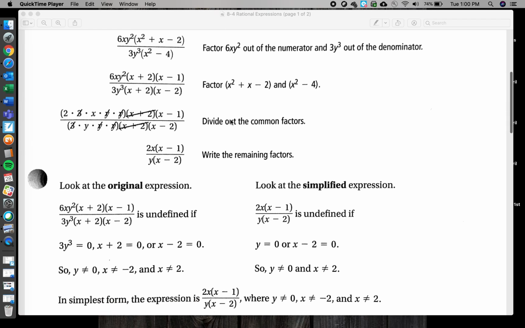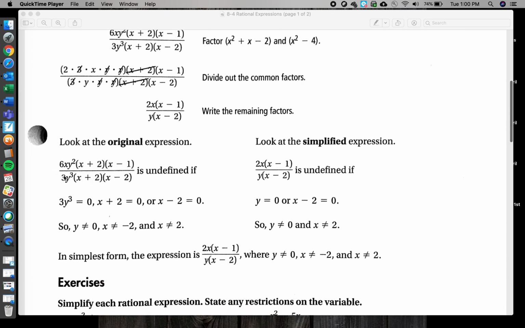But then the last thing we have to take a look at is what our restrictions are. If we take a look at the original expression, when our factored form, before we canceled anything, is undefined, the reason they say 3y squared equals 0, that's one factor. If that factor equals 0, then this whole denominator equals 0. This is just the zero product property that they're doing right here. Take each factor, set it equal to 0, and solve. So on this one, if you divided both sides by 3 and then took the cube root, you'd get 0. Here you subtract the 2 over, here you add the 2 over.